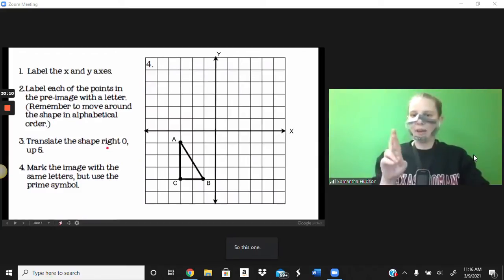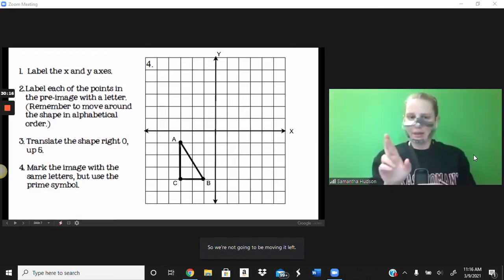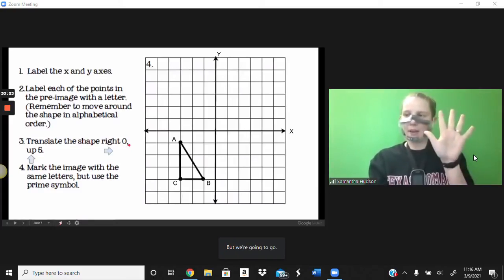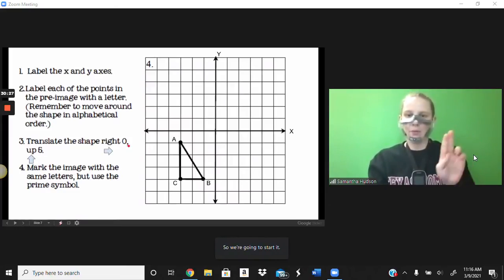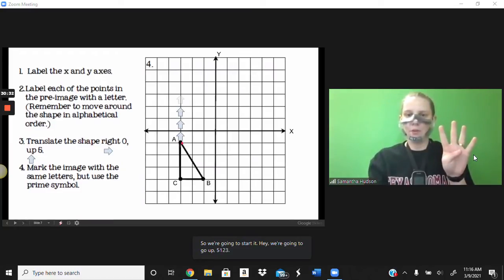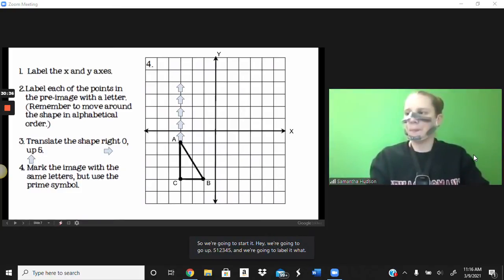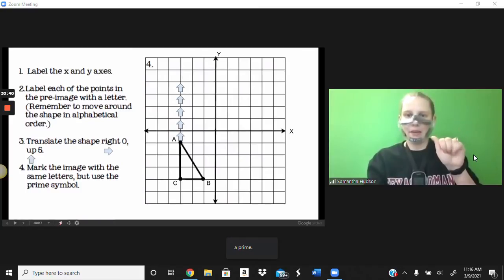So this one says right 0, up 5. So we're not going to be moving it left or right because it says 0. But we're going to go up 5. So we're going to start at A. We're going to go up 5. 1, 2, 3, 4, 5. And we're going to label it what? A prime.